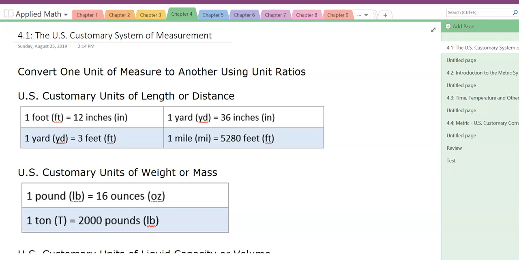Things that you would be most familiar with would be feet, miles, yards, ounces, pounds, cups, quarts, gallons, those kind of things. So the first thing I have in your packet are all of these charts that help you compare two different quantities, and some of these you probably already know.